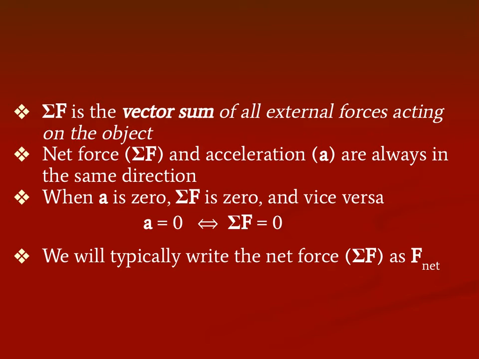So, sigma F, the vector sum of all external forces acting on an object. All that really means is we have to take into account every force acting on an object when finding the total force. What we do find, if we notice that both acceleration and net force are vector quantities, is that the direction of those vectors, the net force and the acceleration, are always the same. Okay? Always, always, always, and forever the same.